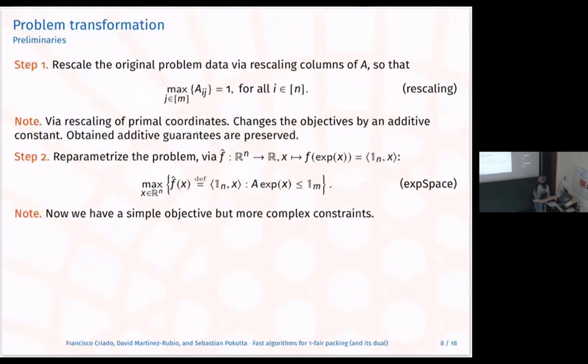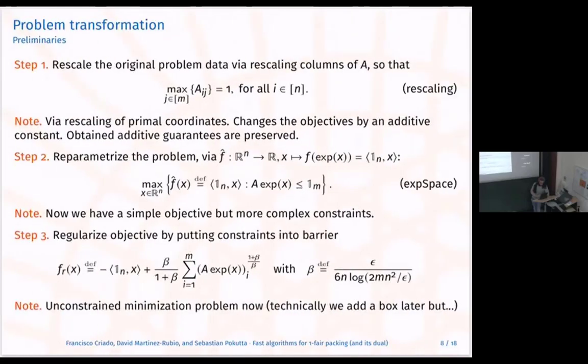The second thing that we do is, once we've done this, we reparameterize the problem to basically put it into exponential space. So the way this works is we define this function f hat here, which is basically the same function as before, except that we plug in e to the x. The reason why we want to do this is because it makes the objective function linear now. So it's just the sum of the x_i. You don't have the logs anymore. But of course, your constraints now get more complicated, and you now have this e to the x, A e^x less than or equal to 1, and the exponential function here is, of course, coordinate-wise. So that's the second step. And now what you do is you basically regularize the objective function by creating a barrier function out of these constraints.